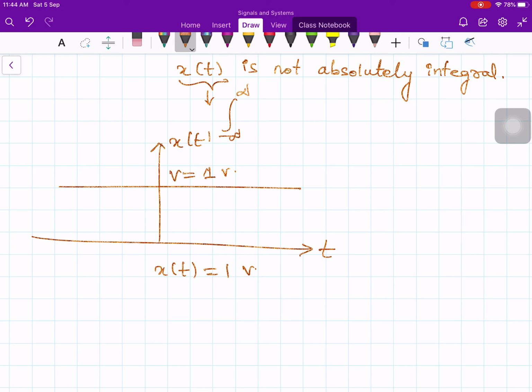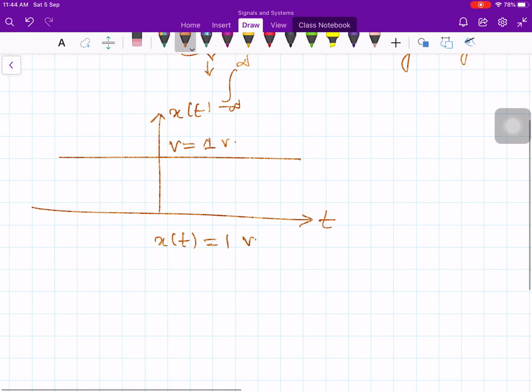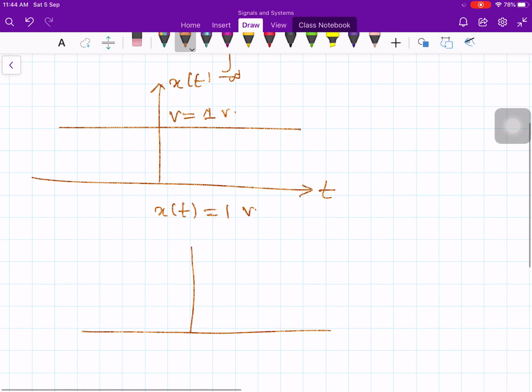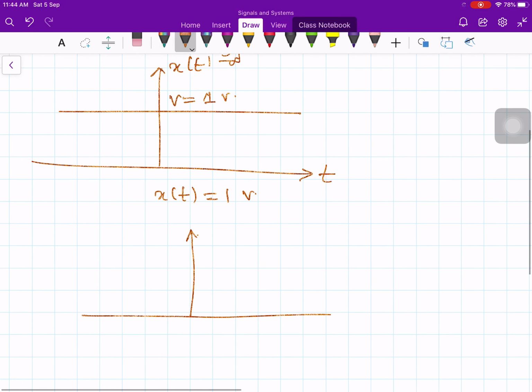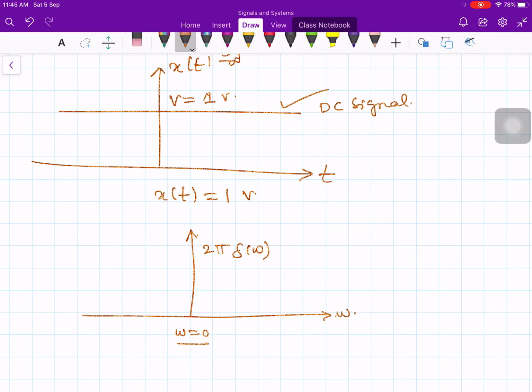Now the Fourier transform of this 1 volt would be an impulse, and the impulse strength is 2 pi times delta of omega, where omega is equal to 0 on the omega axis. The Fourier spectrum will comprise just a single impulse at the origin, omega equals 0. This time function is a pure DC signal.